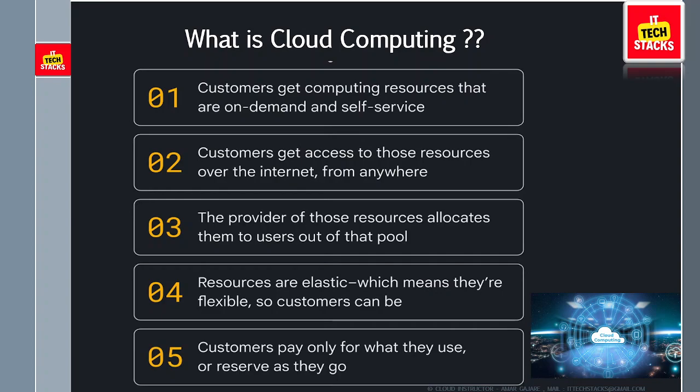Fourth point, resources are elastic, which means they are flexible. What do you mean by that? For example, suppose you are running an online cloth marketing business. During the season period only, your sales increase. But off season, your sales will be down, the footfall will be down, or the number of people who log into your website will be reduced.